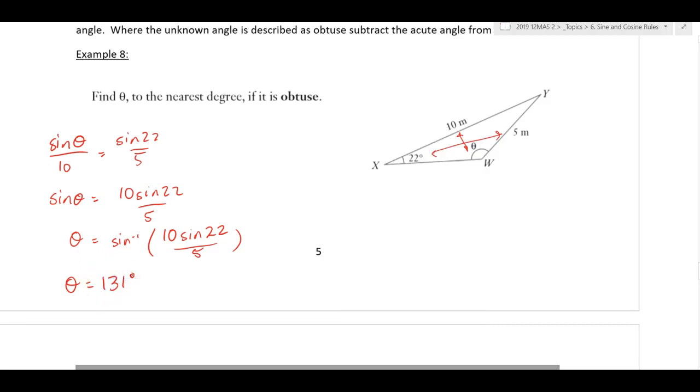Righto, like that. All good? Take your answer, use the sine rule as before, but because we were told it's obtuse, take your answer away from 180 degrees, and that gives you theta where it is obtuse. That's it for the sine rule, either for calculating sides or angles. If you've got any questions, please jot them down, and I'll see you in class.